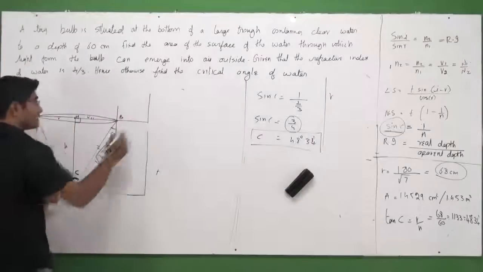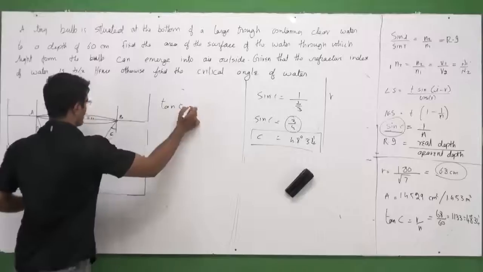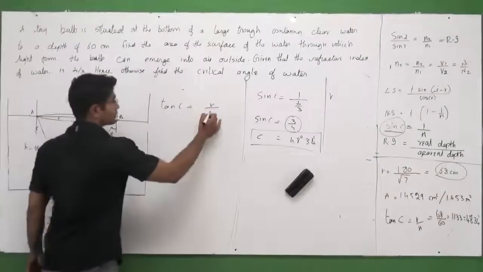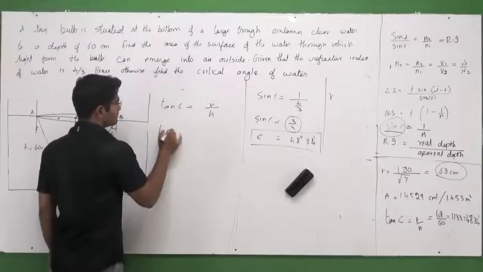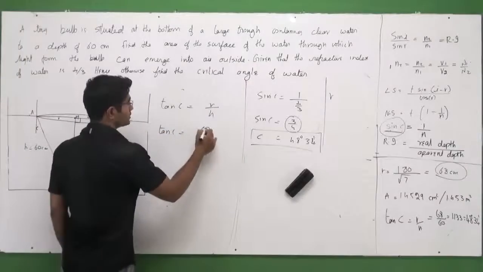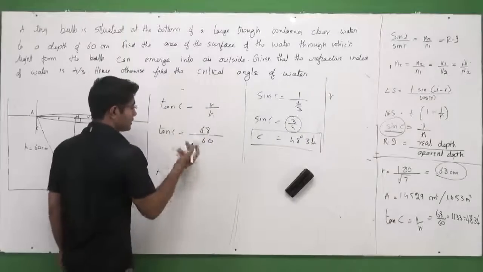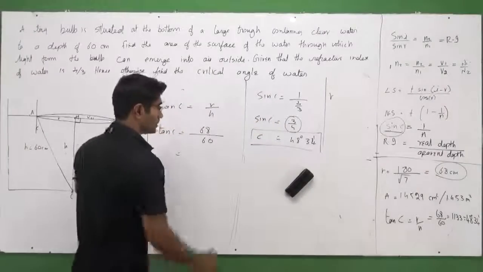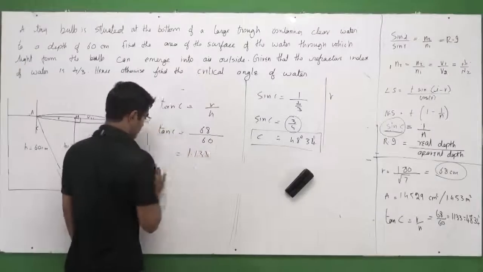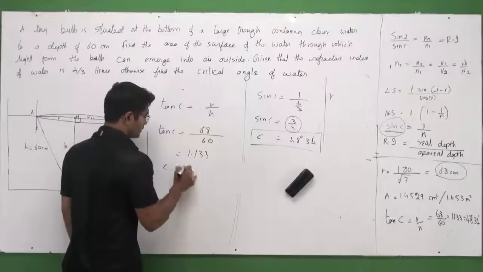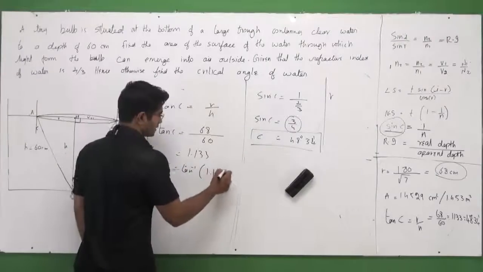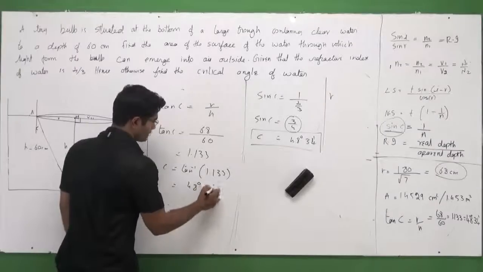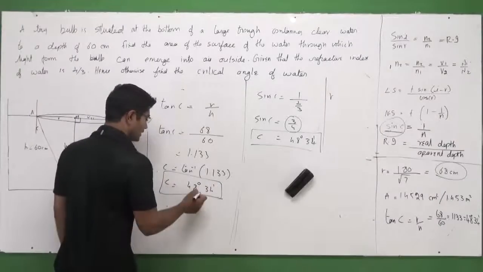Let's say tan c in this case would be what? Opposite, that is r, divided by adjacent, that is h. So that goes like tan c would be, r is nothing but 68 and h was 60. Solve this guy, you'll get again 68 by 60, and that should be 1.133. If you take tan inverse of this number, 1.133, you will get the same angle as 48 degrees and 34 minutes. So both ways you can find the same angle.